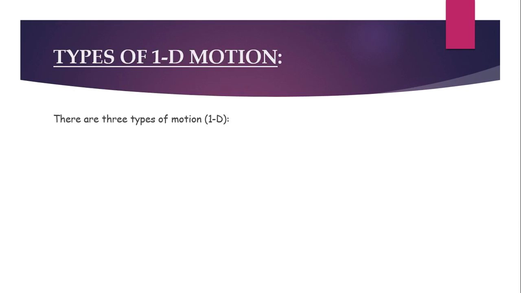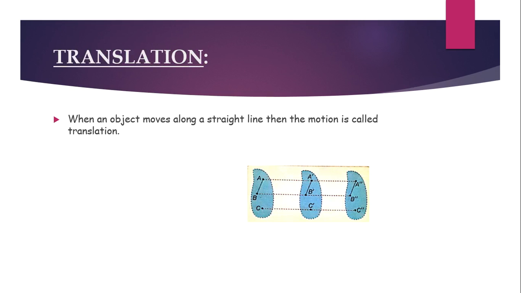There are mainly three types of 1D motion: translation, rotation and mixed motion. Our first type, translation. When an object moves along a straight line, then the motion is called translation. As an example, a car is moving in a straight line.